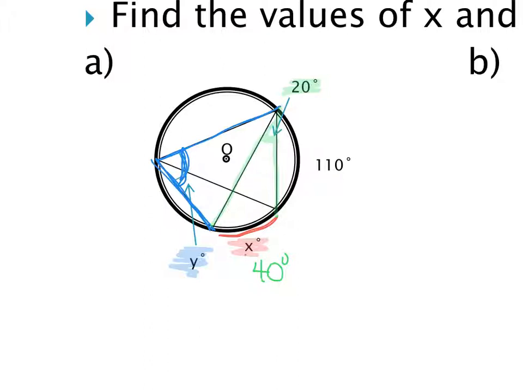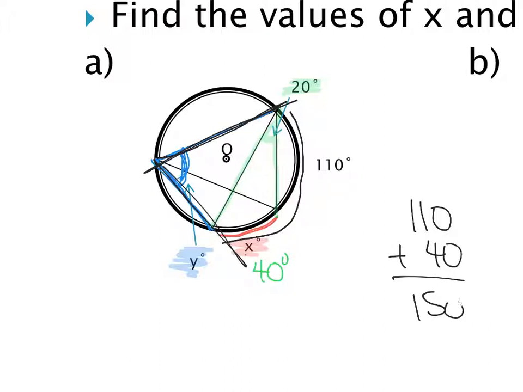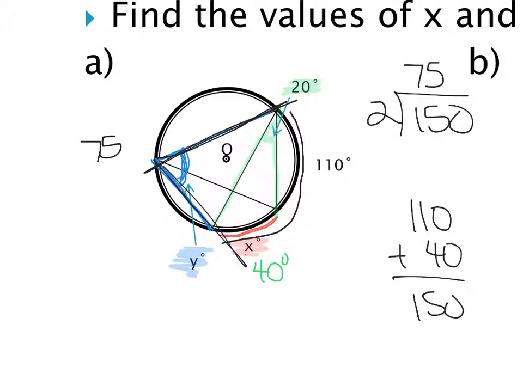150 divided by 2. Beautiful. Okay. He had to add the 110 and the 40 because that's where the intercepted arc for angle y is. So 110 plus 40, and then divide that by 2. And we would get the angle measure to be 75 degrees. So y equals 75. Good.